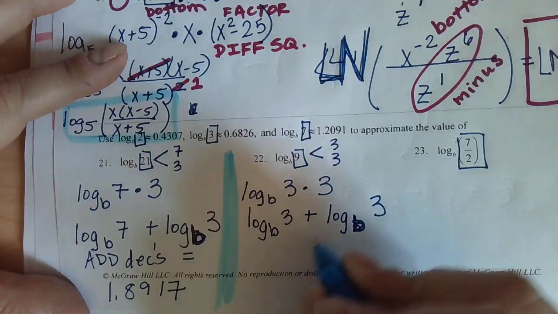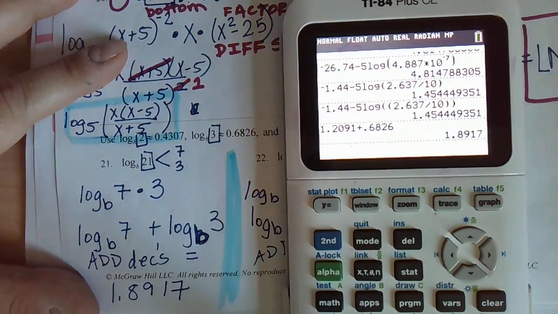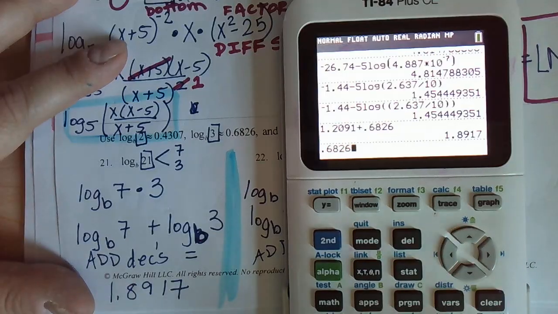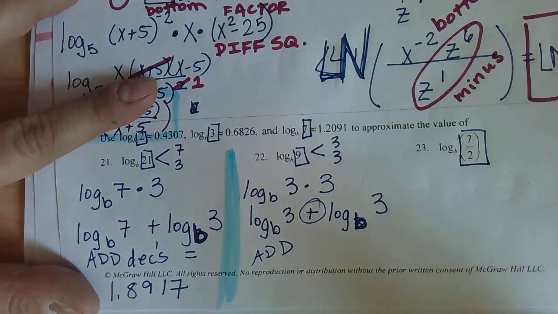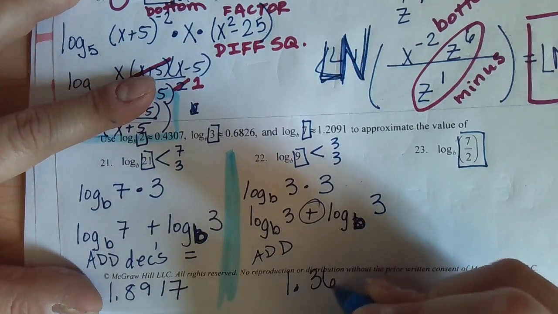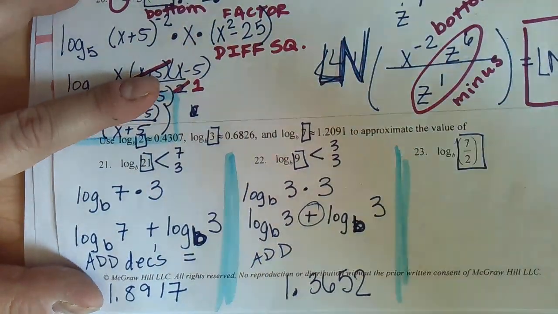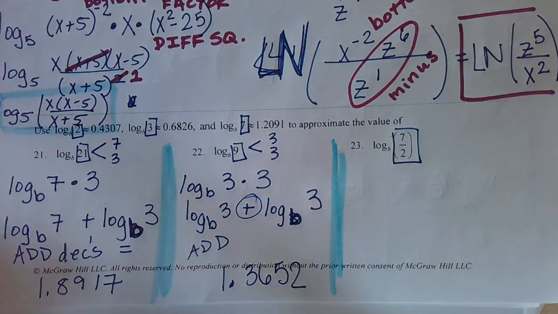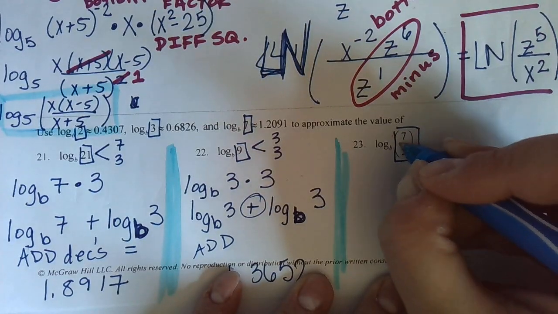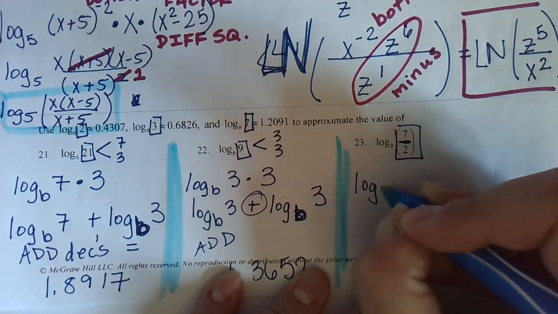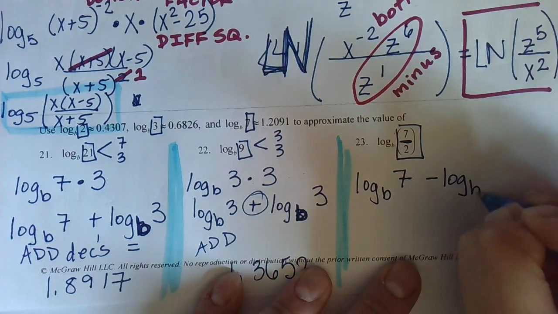And then now we have to add the decimals. So we have to add that 0.6826 plus 0.6826. We get 1.3. All right, last sucker. We don't have to split it up because they kind of already told us what to do. Log B7 over 2. Well, division means minus. So let's switch this into log B7 minus log B2.